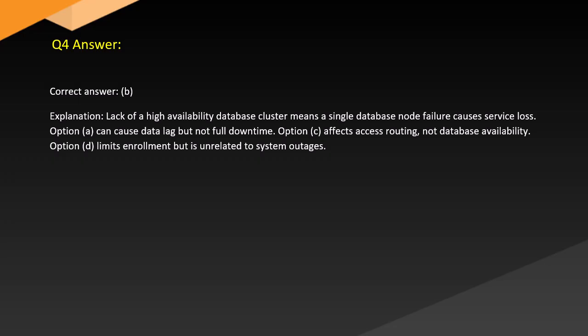Answer. Correct answer: B. Explanation. Lack of a high availability database cluster means a single database node failure causes service loss. Option A can cause data lag but not full downtime. Option C affects access routing, not database availability. Option D limits enrollment but is unrelated to system outages.